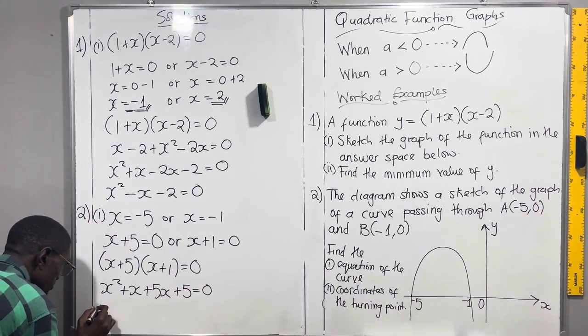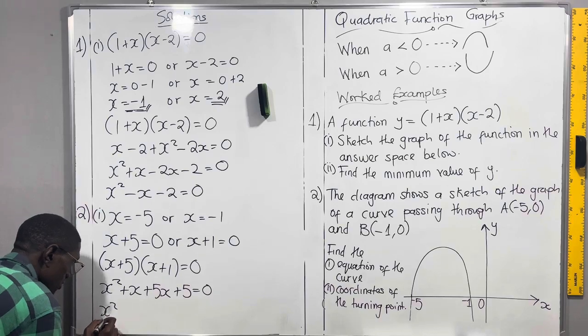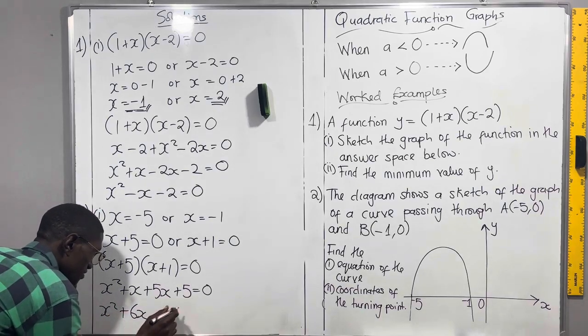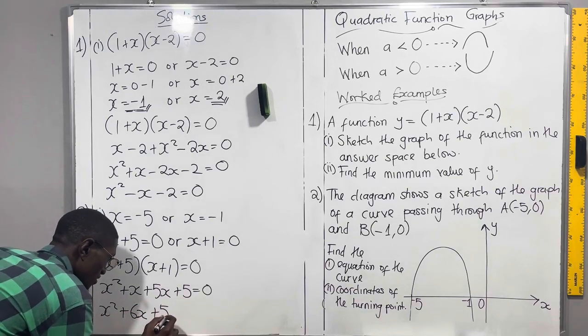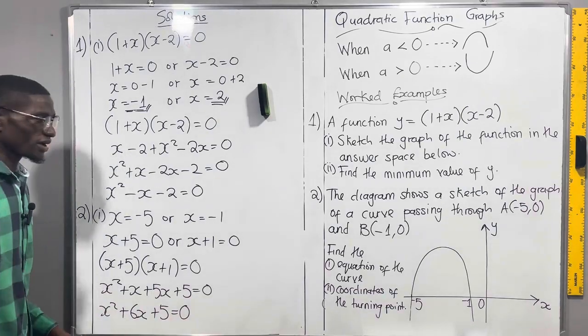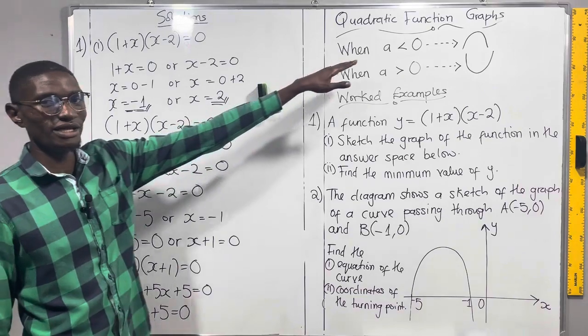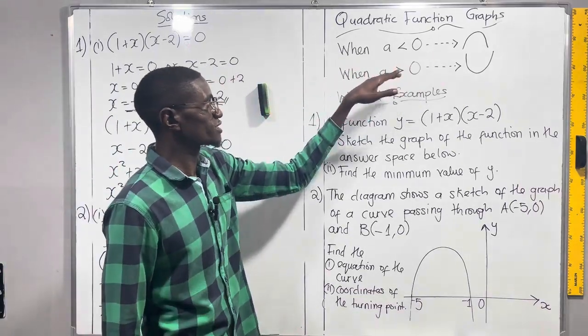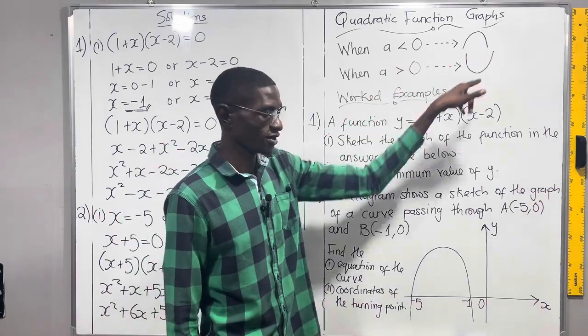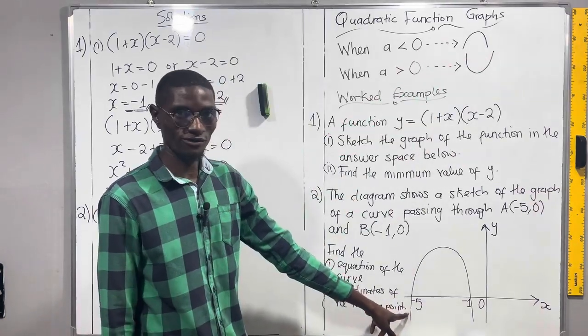If we simplify further, we're going to have x squared. x plus 5x gives us positive 6x, and then you have the plus 5 is equal to 0. We are nearly done. We're almost there. So now this is the original equation. But then, remember this information up here. We're told that when the value of a is less than 0, then it is a frown. Now look at this one. It is a frown, right?